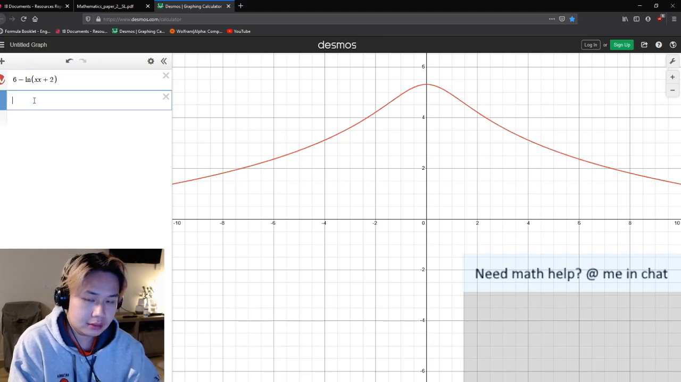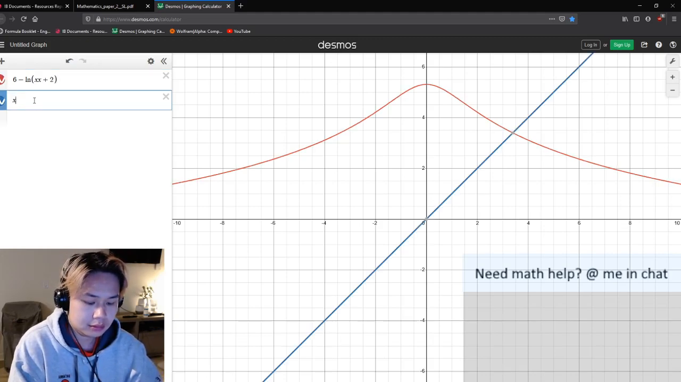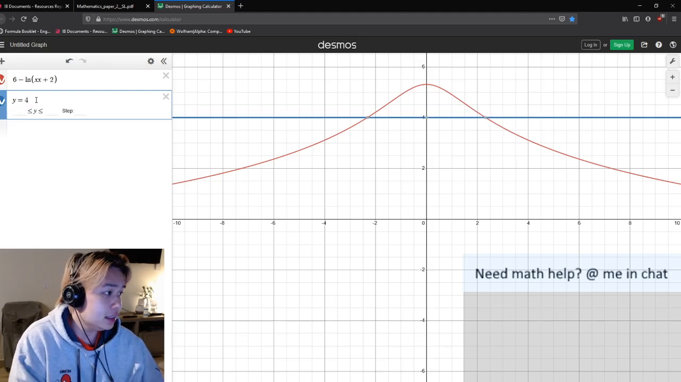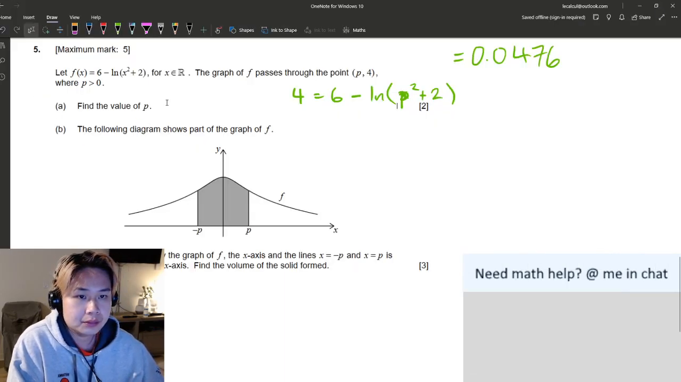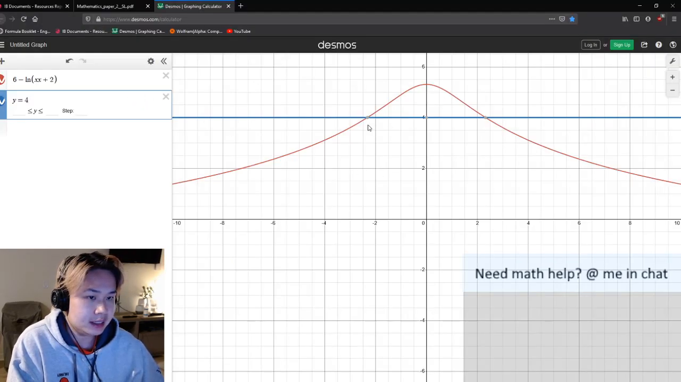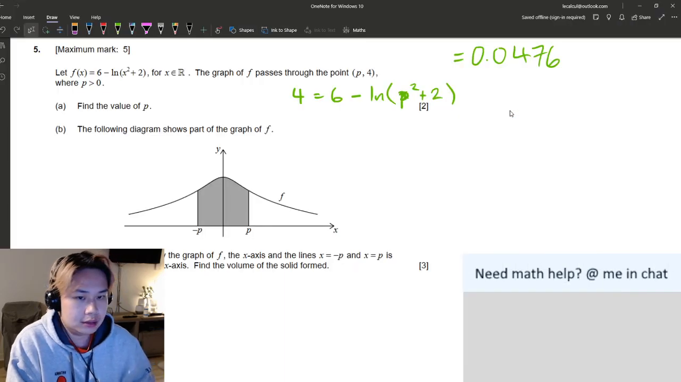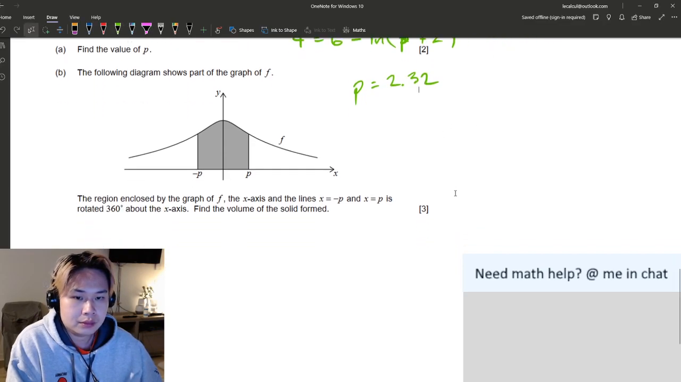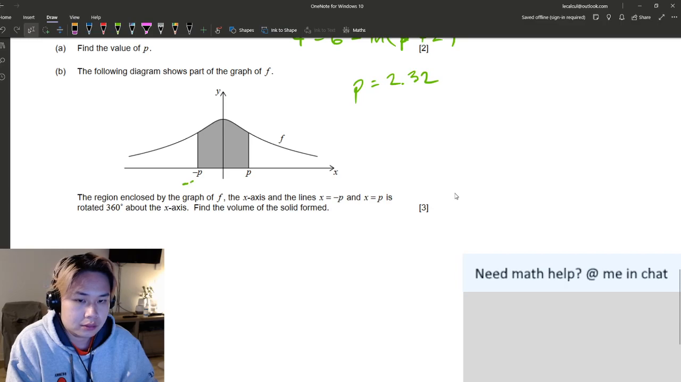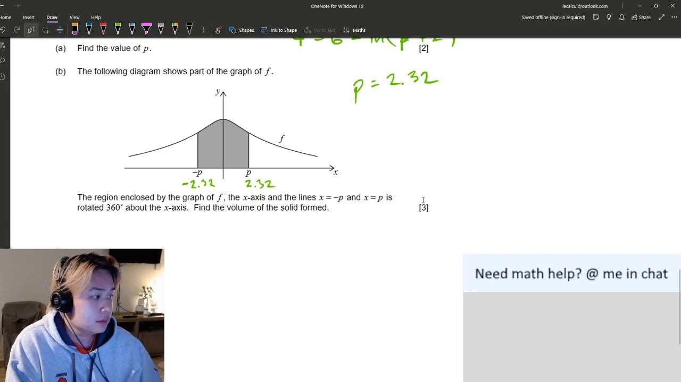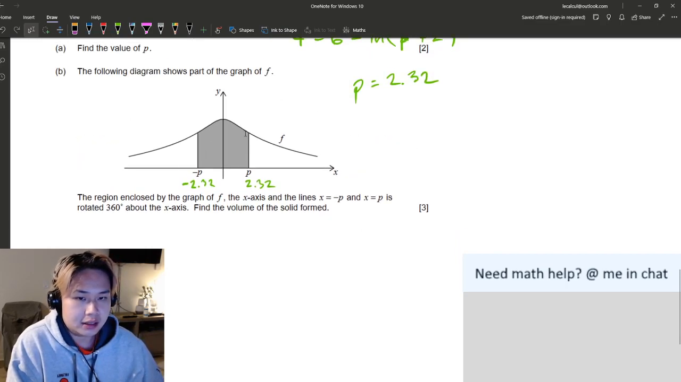And then find out when this is equal to 4. Okay, and then we're considering p to be the positive value, so it's not this one, it's this one. So 2.32. Okay, and then let's see. This is the region enclosed between negative p to p.